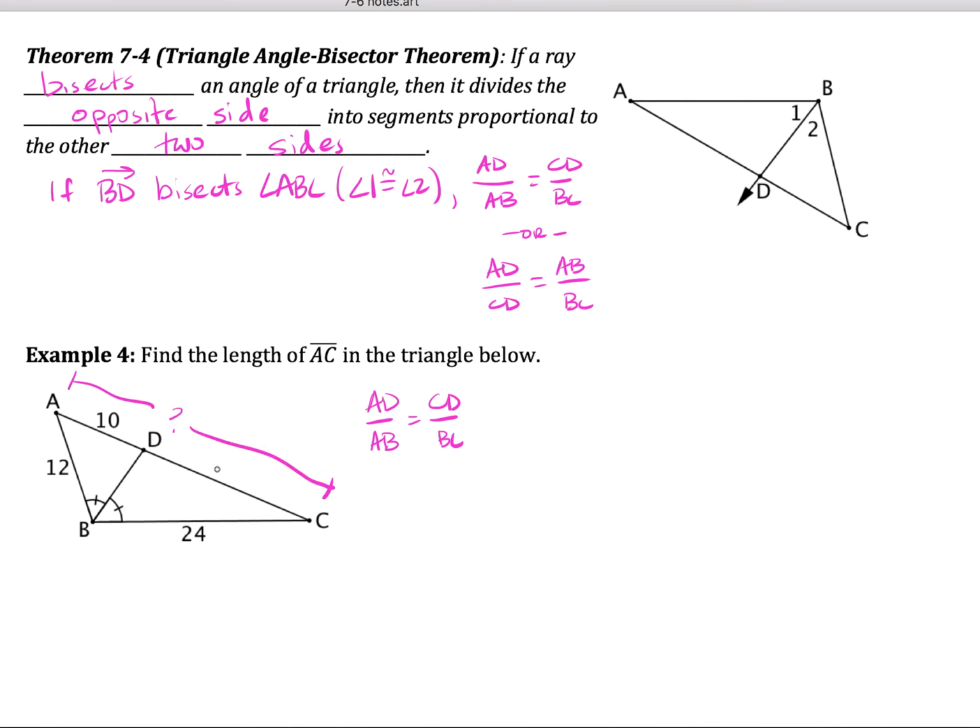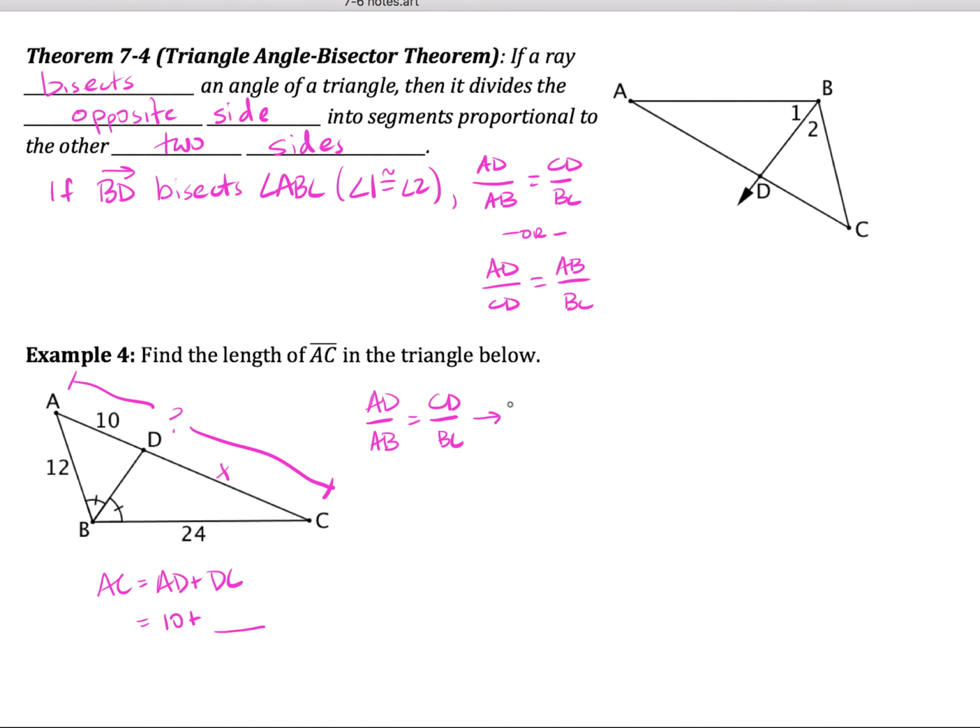But if I can find the length of DC, if I can put an x right there and figure out what the value of that x is, I can add it to 10 because I know that the length of AC will be the length of AD plus the length of DC. So it will be 10 plus what this x is equal to. So if I can find that x, I can add it to the 10, and that would give me the length of AC. So we know this proportion will be true.